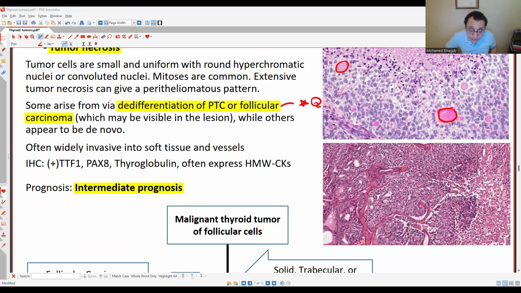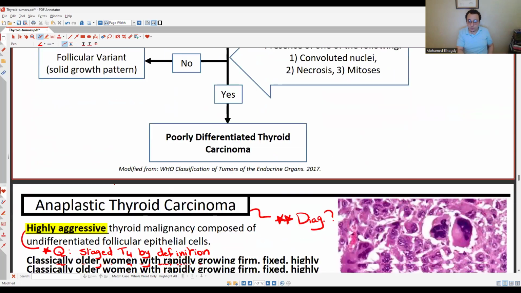It usually arises via de-differentiation of PTC or follicular carcinoma. It doesn't arise de novo. It doesn't arise as poorly differentiated from the beginning, but anaplastic does. That's a very important distinction between these two entities. Okay, so the prognosis here is intermediate, between the prognosis of the follicular/papillary on one side and the anaplastic on the other side. It's in between. That's intermediate prognosis.